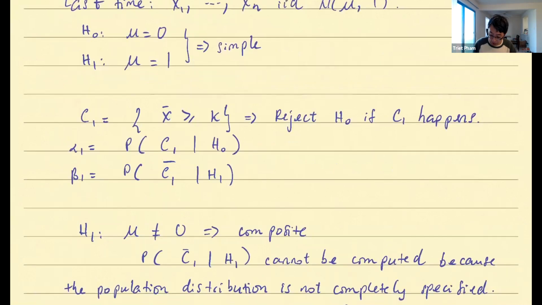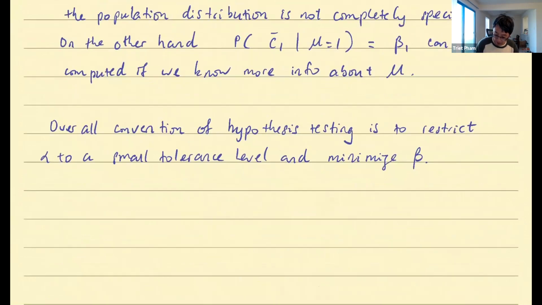I just want to remark on the fact that this is due to convention. There's no reason mathematically for us to not do the reverse, which is to fix beta to a small level and then minimize alpha. So we can restrict type 2 error to a small level and then minimize alpha.